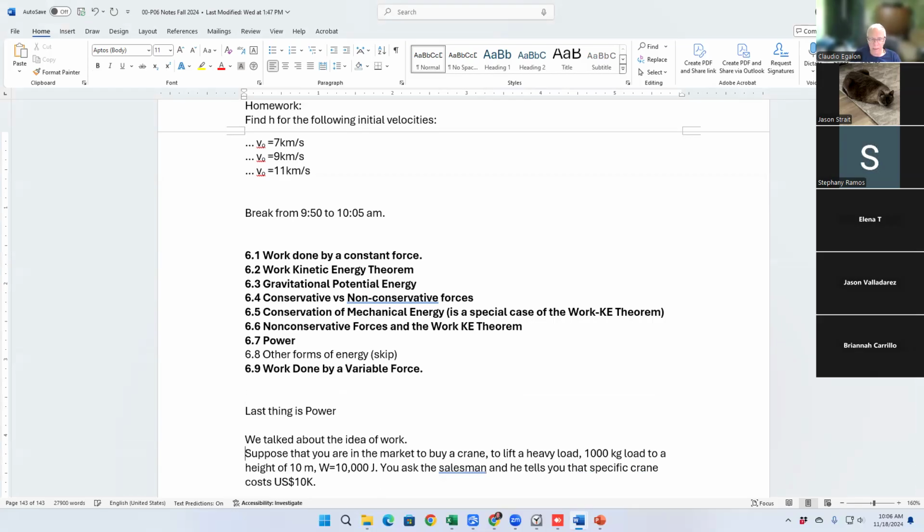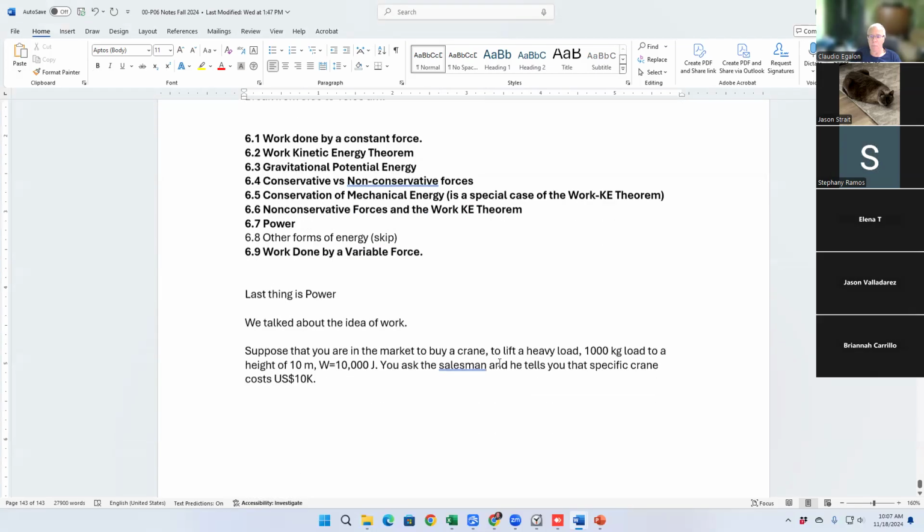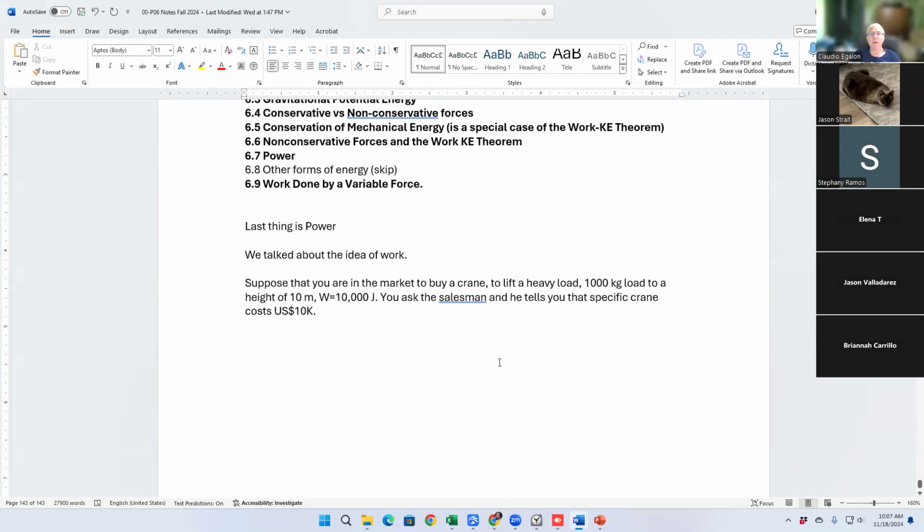Suppose that you are in the market to buy a crane. You want to lift a very heavy load, 1,000 kilograms, which is the mass of most cars out there, to a height of 10 meters. Okay, so the energy required to lift a load of 1,000 kilograms to a height of 10 meters is going to be 10,000 joules.